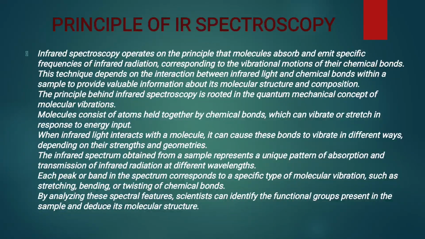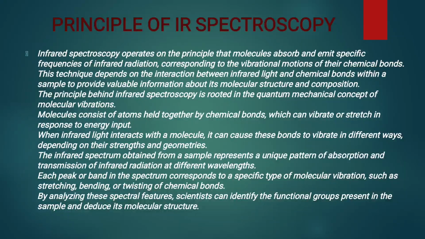Principle of IR spectroscopy. Infrared spectroscopy operates on the principle that molecules absorb and emit specific frequencies of infrared radiation corresponding to the vibrational motions of their chemical bonds. This technique depends on the interaction between infrared light and the chemical bonds within a sample to provide valuable information about its molecular structure and composition.